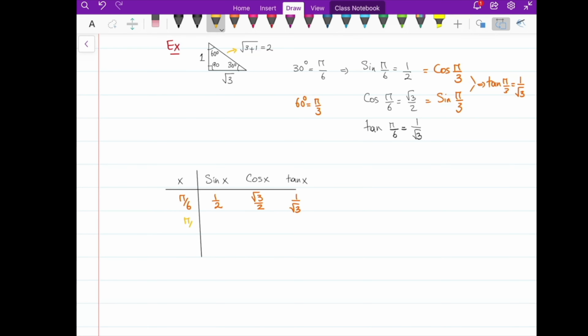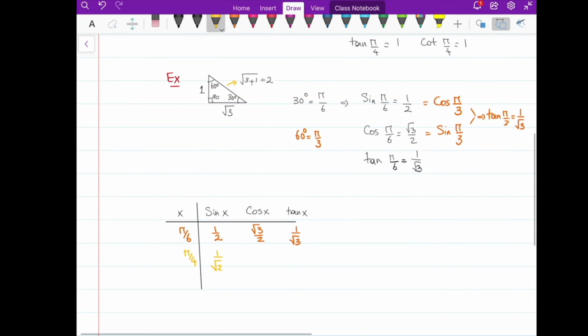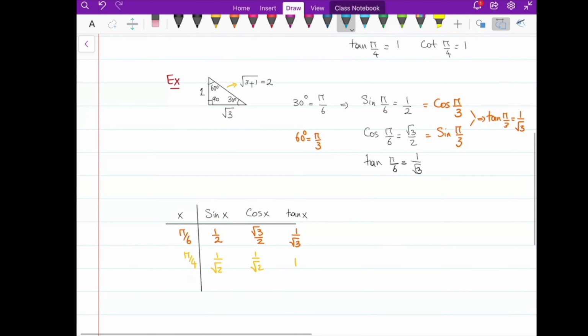Then I'm gonna have pi over 4. Sine of pi over 4 is 1 over root 2. We calculated this one in this example actually. And then cosine is 1 over root 2, and then tan would be 1. And then let's go over pi over 3, 60 degrees as well, which is root 3 over 2, 1 over 2, and divide these two, root 3.